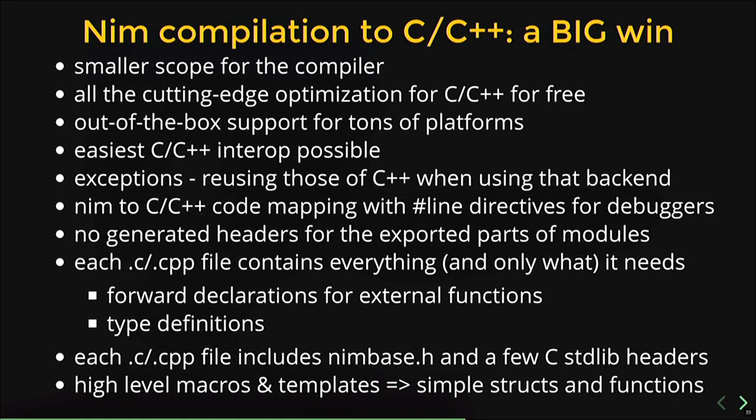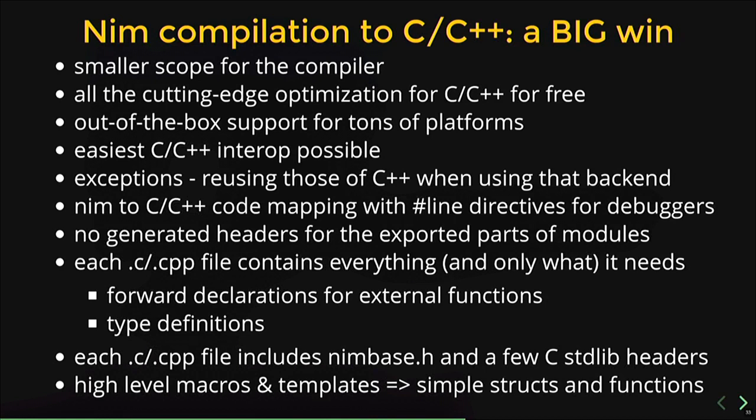One more thing. Whenever we define a module and it exports a bunch of symbols, we don't generate a header for it which is later reused, because then everybody who uses that module would end up having forward declarations of all of those functions. As I said previously, each source file has the forward declarations of only whatever is necessary for it to work. And if you reference only a tiny bit of some other module, you're going to forward declare only that tiny bit of that other module.